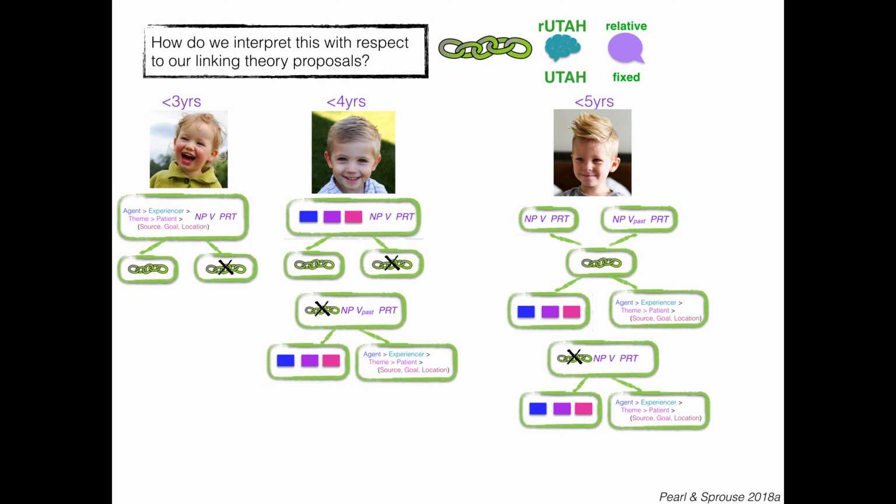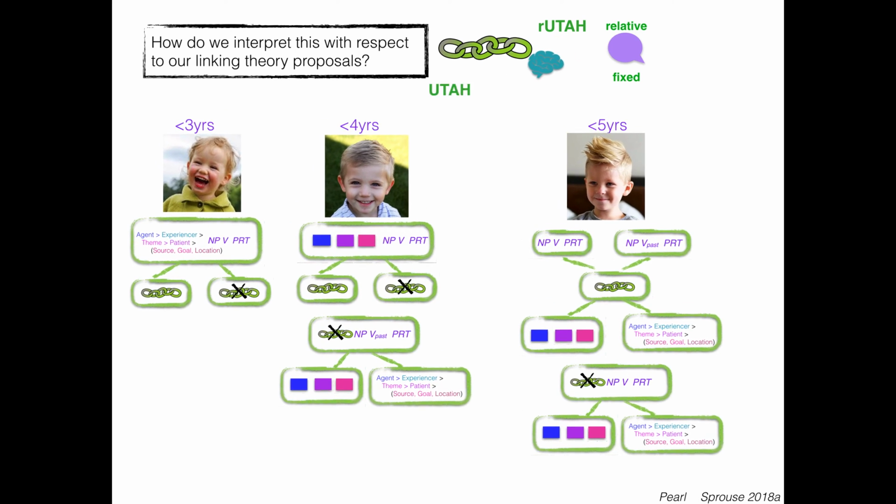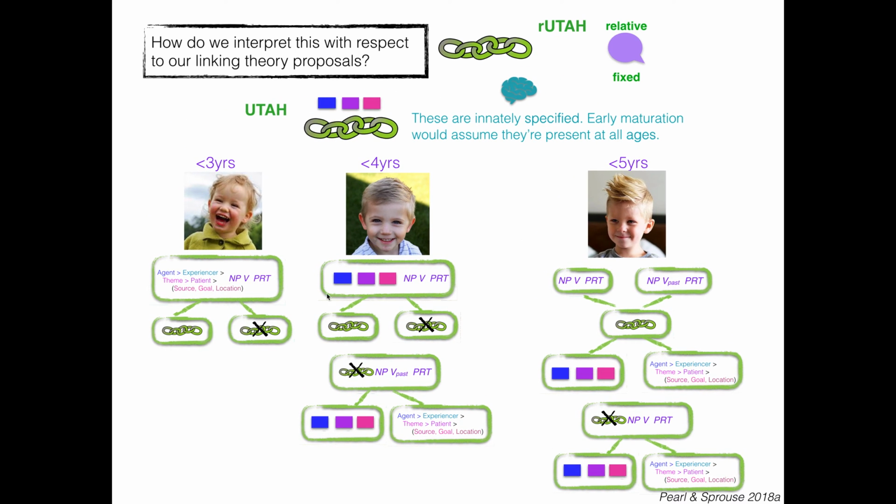That's fantastic. That's new. But maybe more interestingly, how do we interpret this with respect to our linking theory proposals from before? So let's look at Utah, which says that you have a fixed representation and these links to the syntax are innately specified. So early maturation would assume that these two pieces of knowledge are present at all ages together. And that is a problem, right? Because the thematic representation isn't there at 3. Only the relative one is compatible, right? It's not there at 3, even though the link could be.